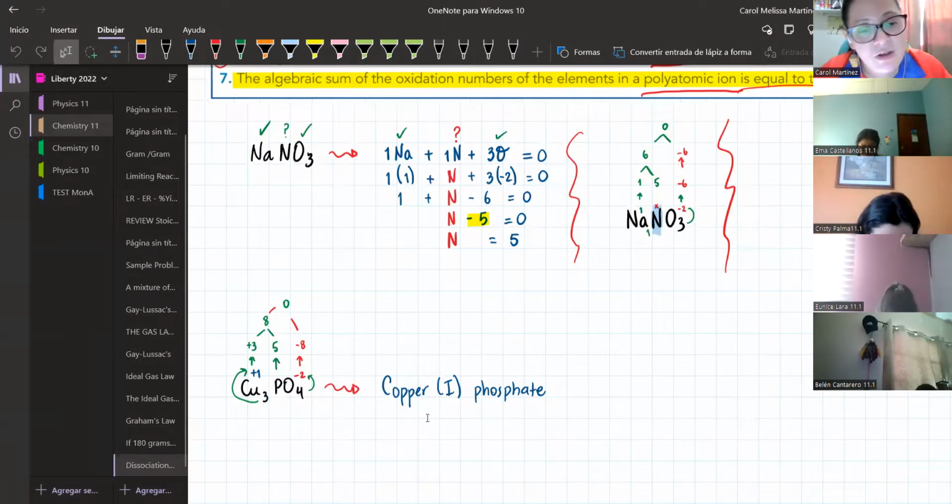Now, when it comes to parentheses, it's kind of tricky, but at the same time it's good, okay? Let me show you another example.